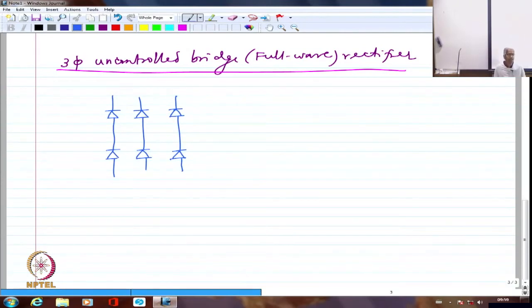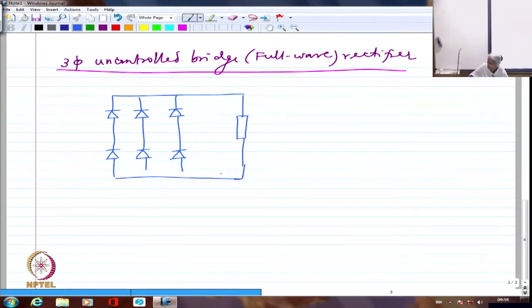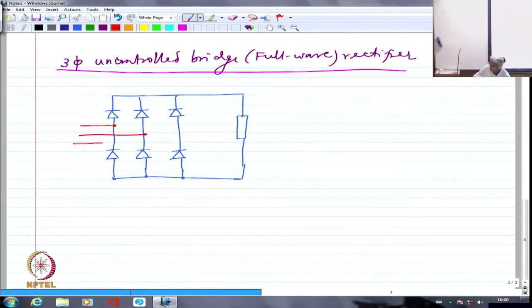So this is going to be the load that is connected here. I'm not going to number the devices right now because we will look at the conduction sequence and then number them. Then we are going to have one phase connected here, second phase connected here, and third phase connected here. I'm not even showing the source. Assume that I'm going to apply VAN, VBN, and VCN here.